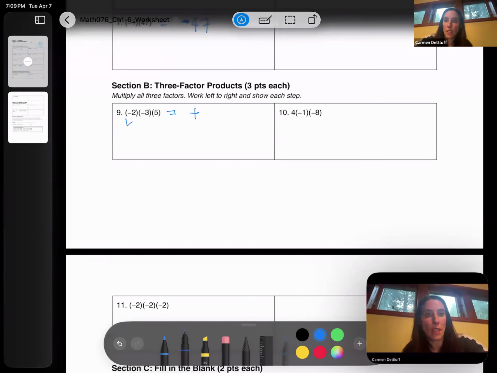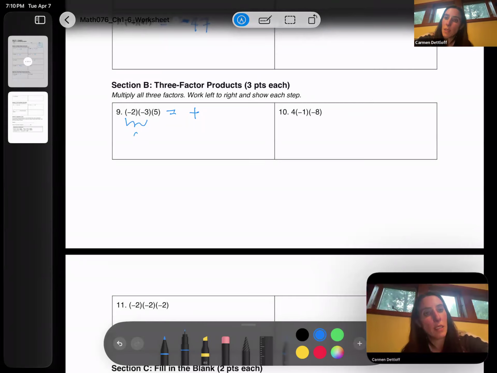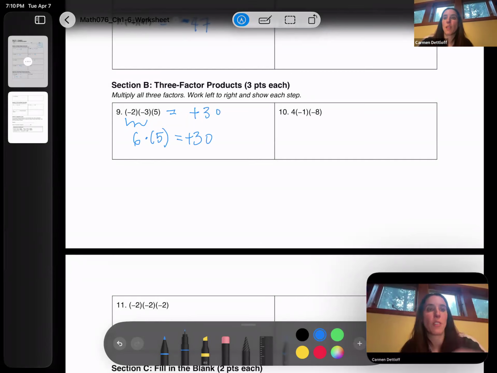I know that whatever I'm going to get is going to be positive. Let's do this in phases. Negative 2 times negative 3. That's going to be a positive, because I have a negative times a negative. 2 times 3 is 6. So that gives me 6 times 5. 6 times 5 is 30. And I know my answer is positive. I said positive above here. Positive 30 is my final answer.